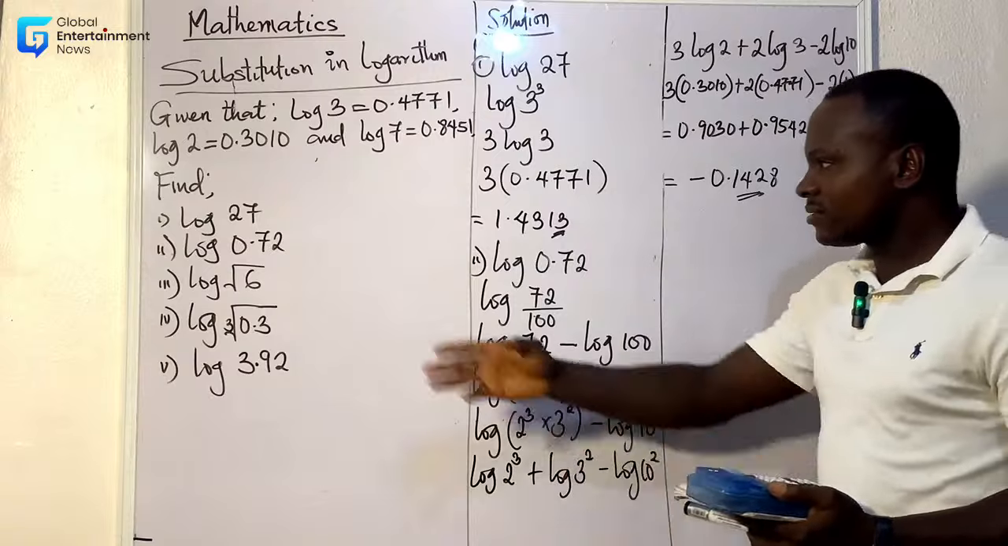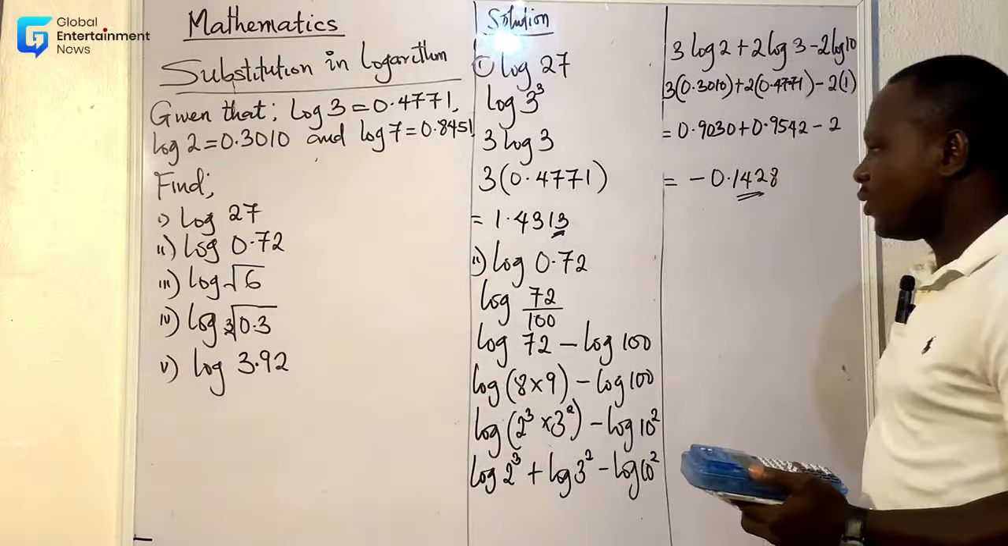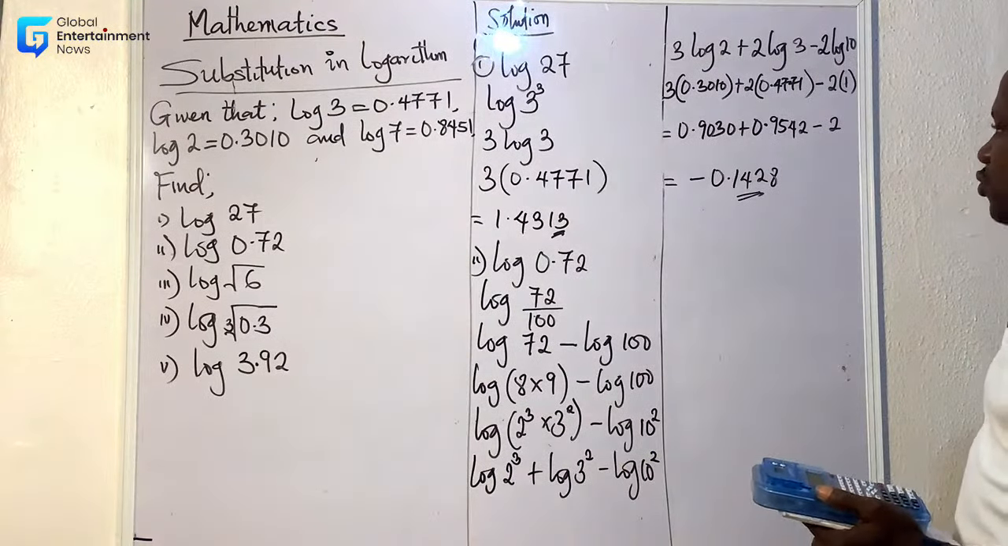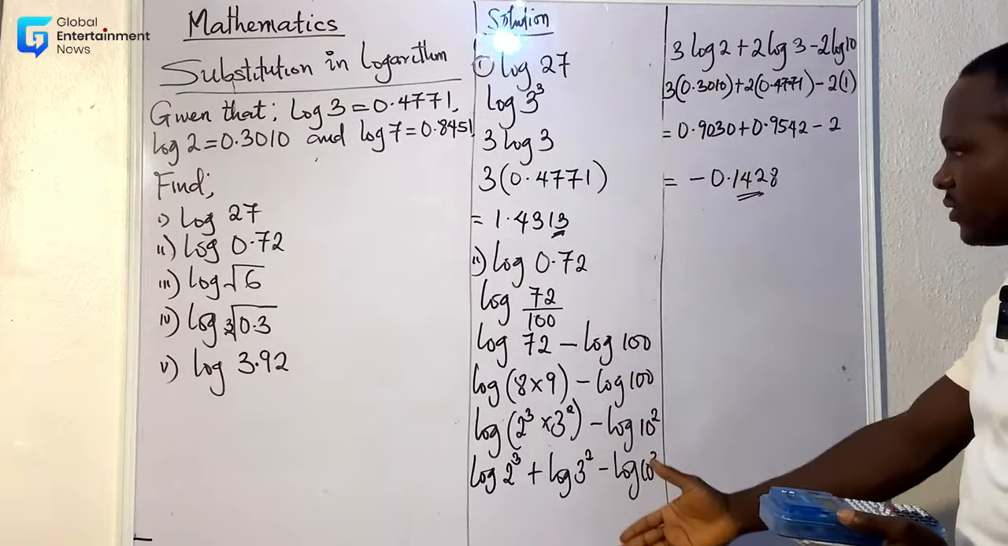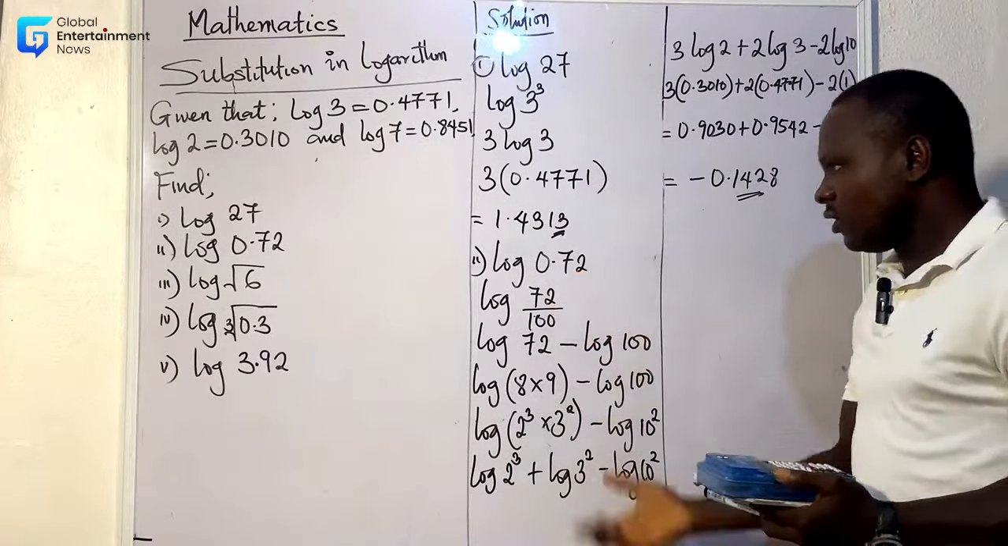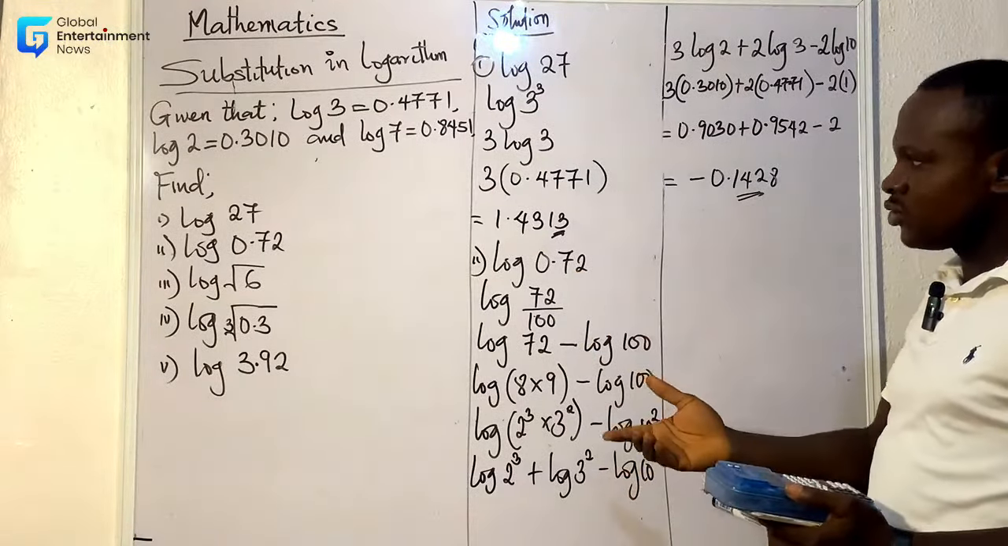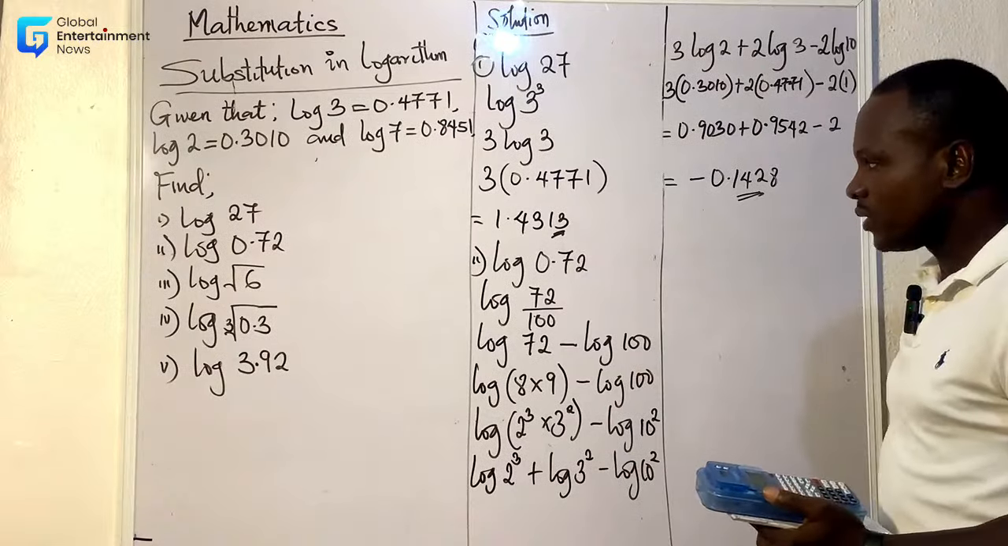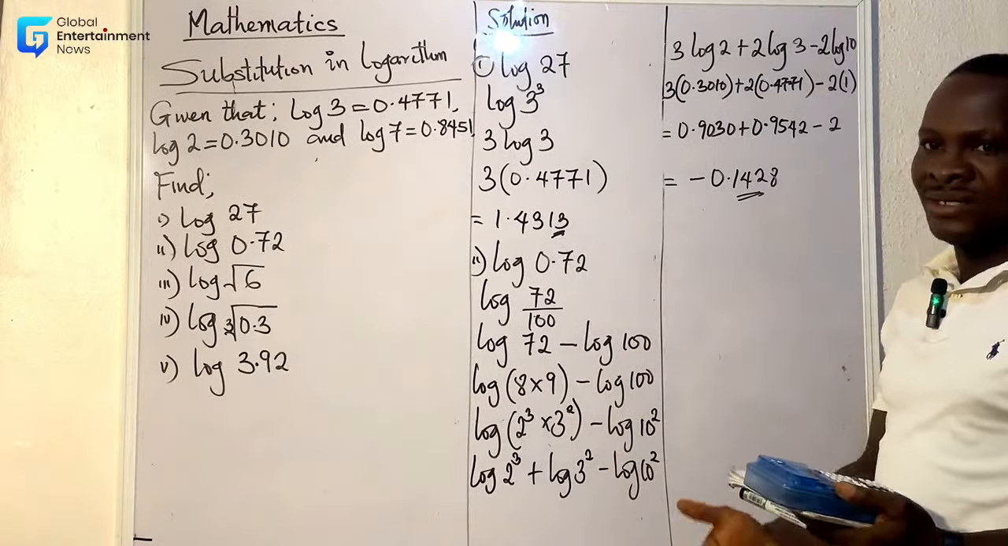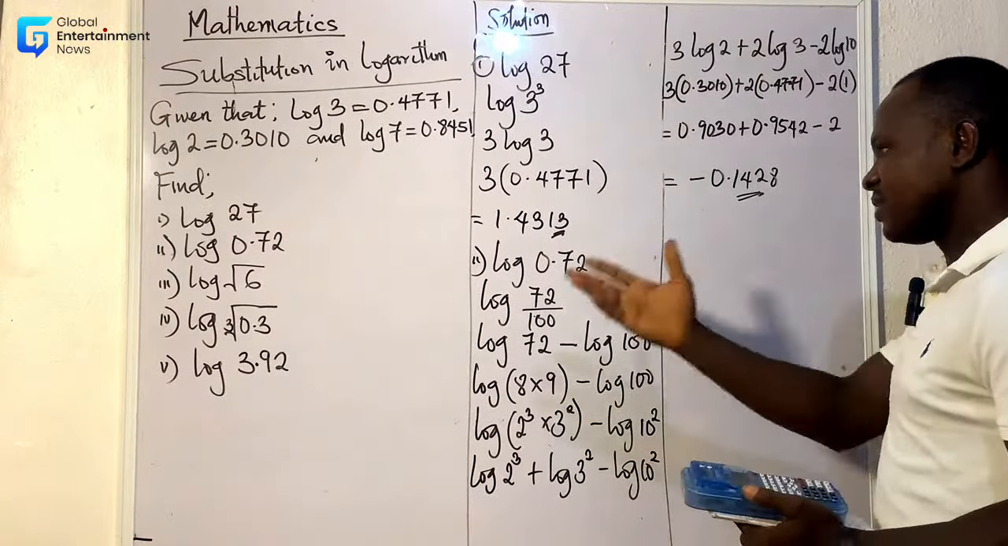That is the second question, 0.72. You can see the way it goes. Once you are given decimal numbers like that, you have to turn them to what? To fraction, because we cannot use decimal in what? In logarithm. That is the second one.